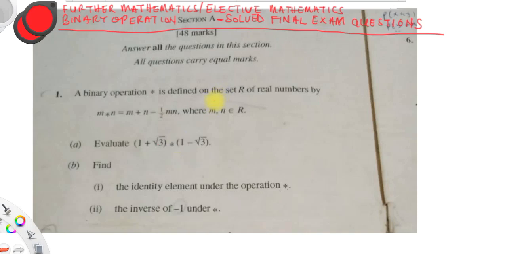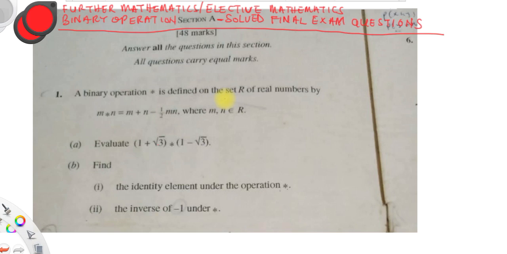This is the continuation of our series of lessons on binary operation, that is, solving final exam questions on binary operation in further mathematics or elective mathematics. This is a theory question so far.